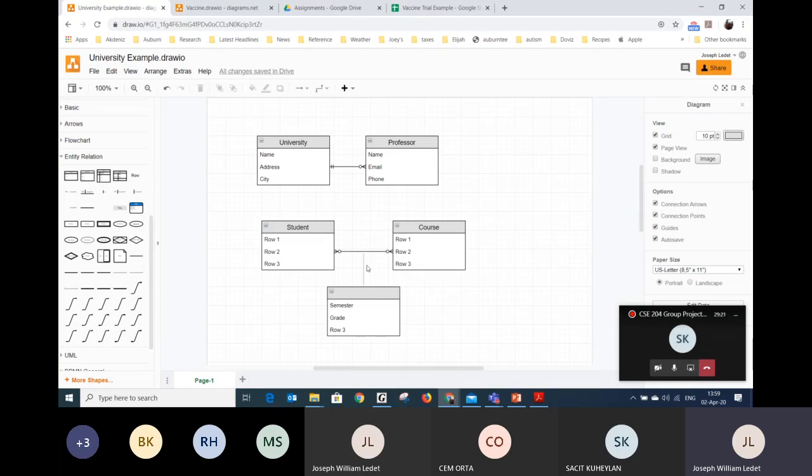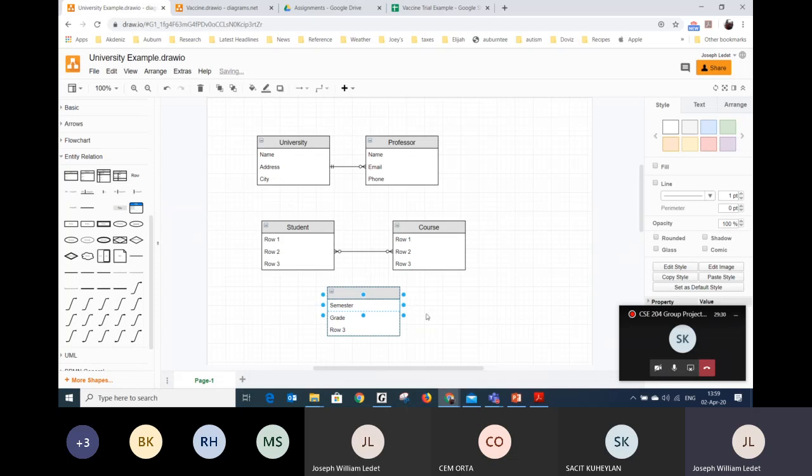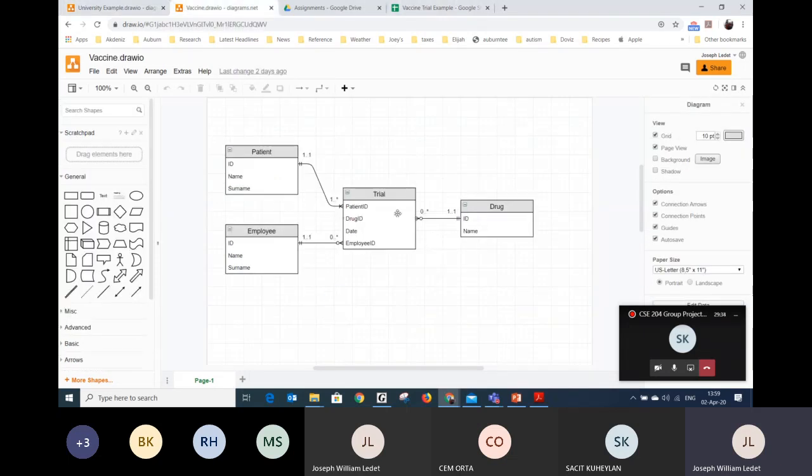But be prepared that whatever notation you use, you'll want to be able to explain your choices. So, for example, over here, I have a one-to-many relationship. A patient to the trial looks like it's a one-to-many relationship. Now, there's a couple of things I want to note here.